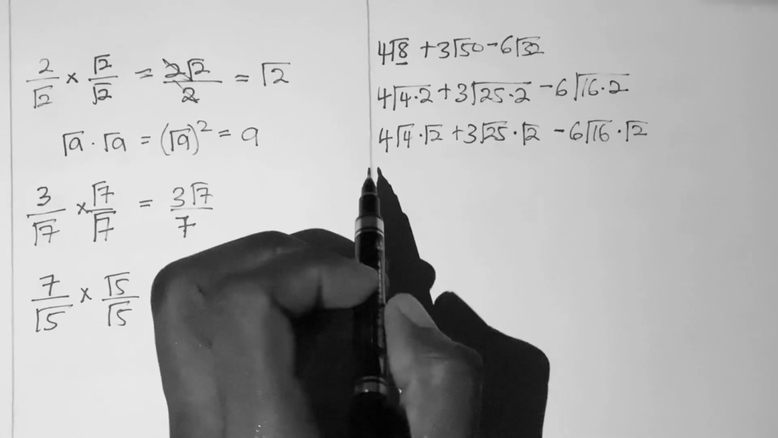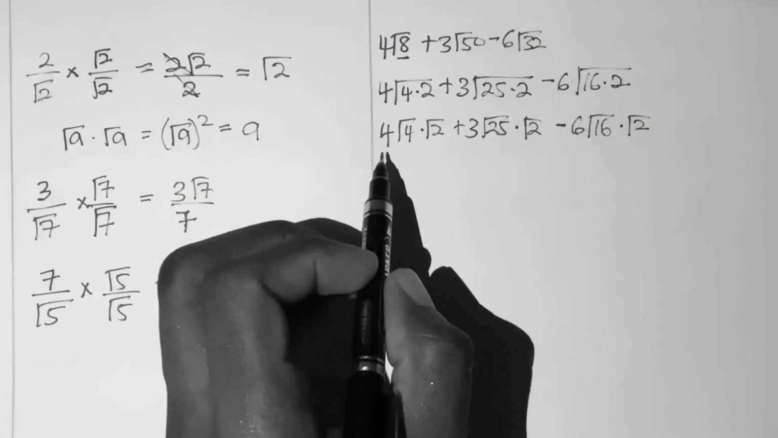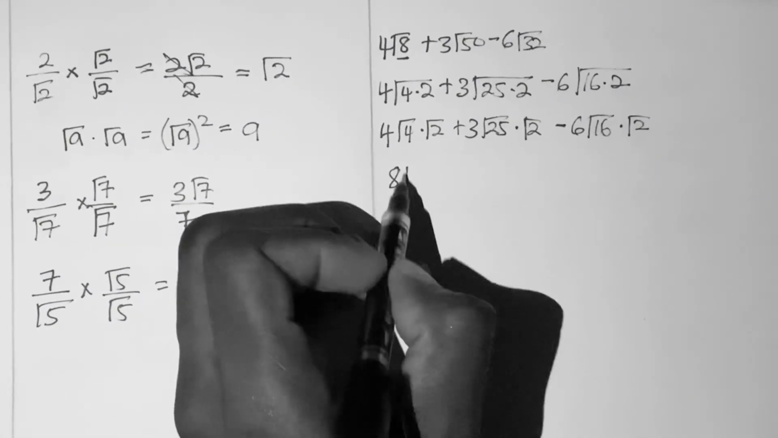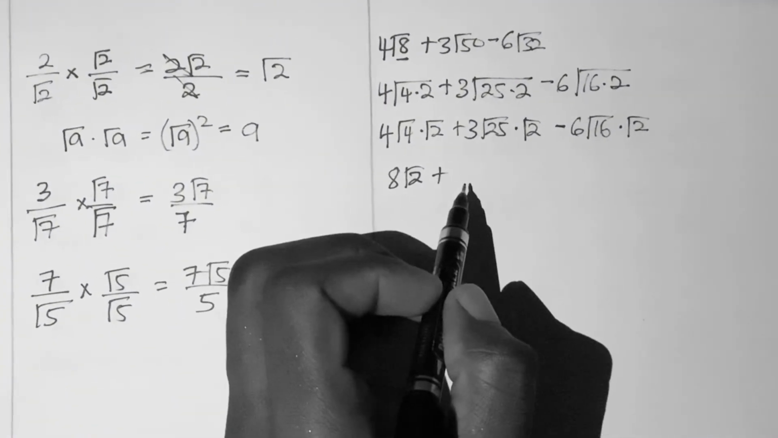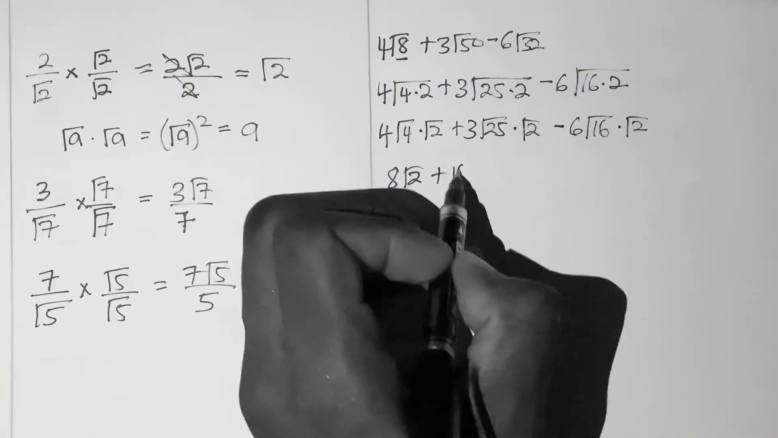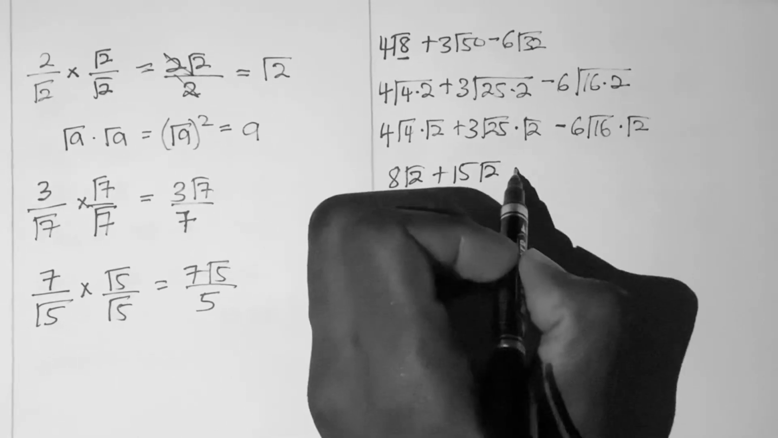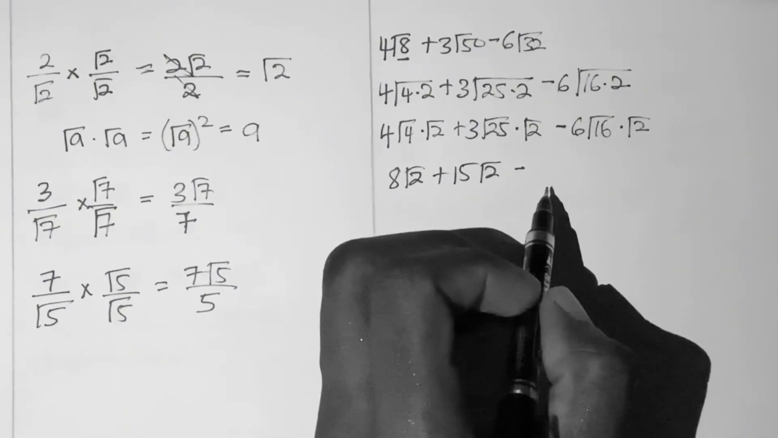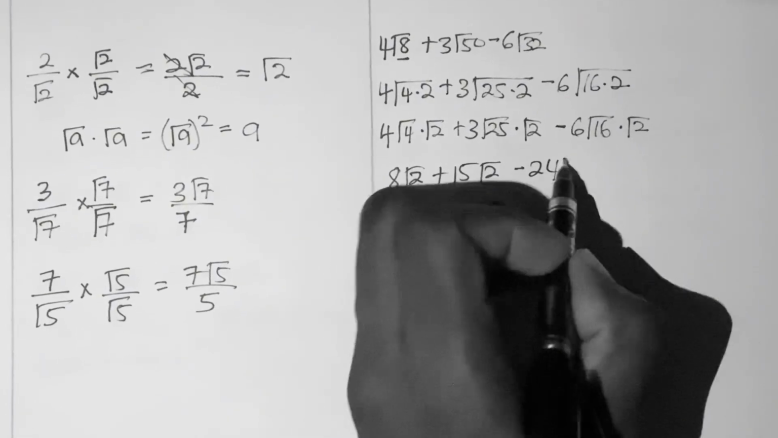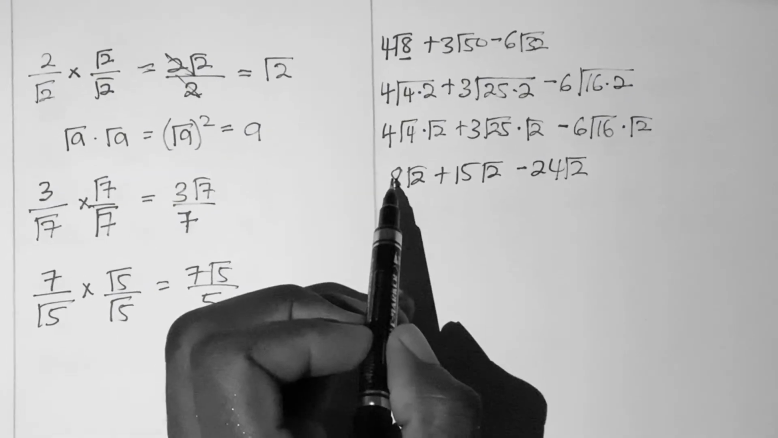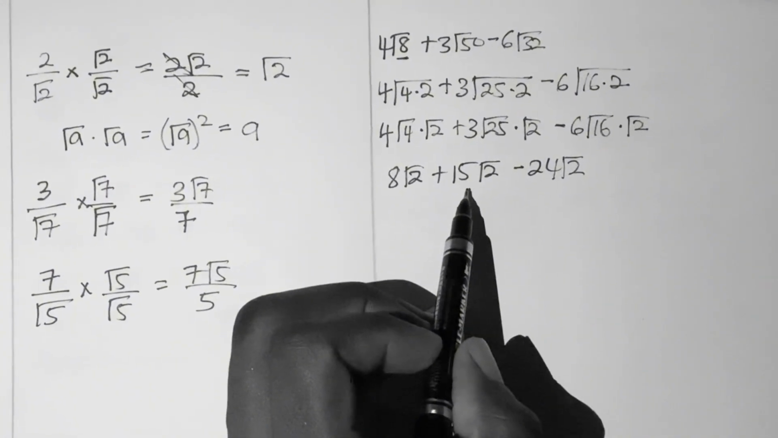So root 4 is 2. 2 times 4 is 8. So here becomes 8 root 2. Then plus square root of 25 is 5. 5 times 3 is 15. So 15 root 2. Then minus square root of 16 is 4. 4 times 6 is 24. So 24 root 2. Now 8 plus 15, 23.